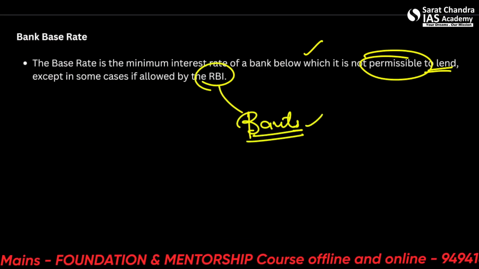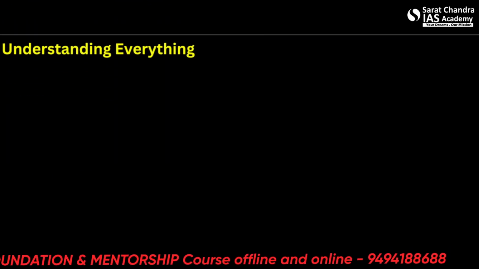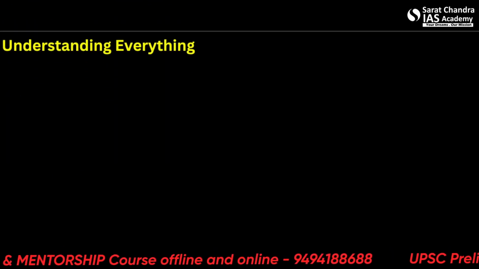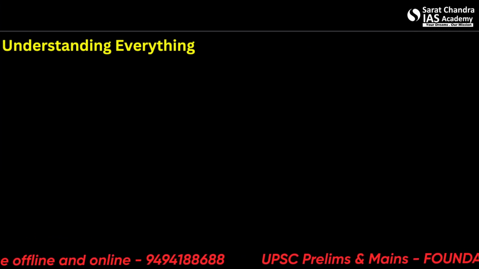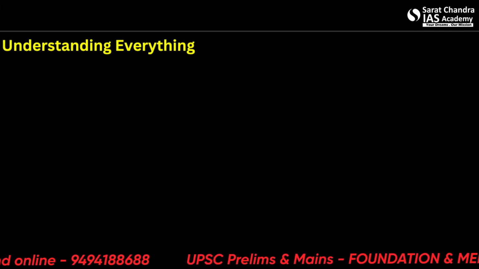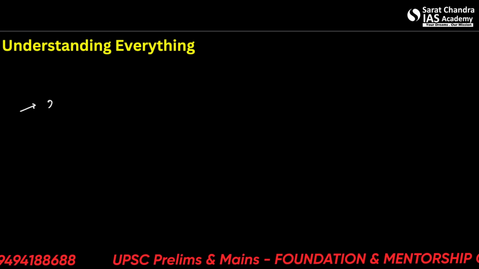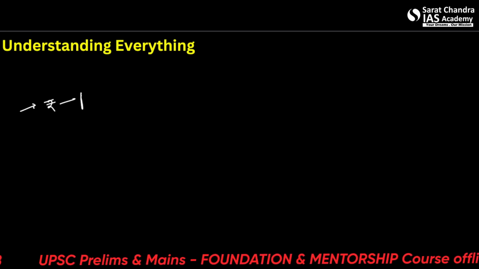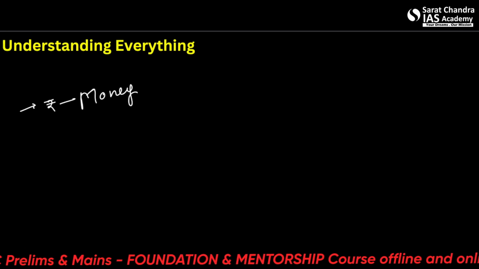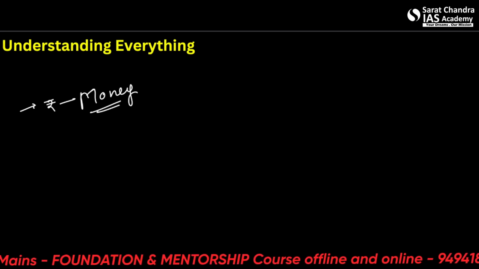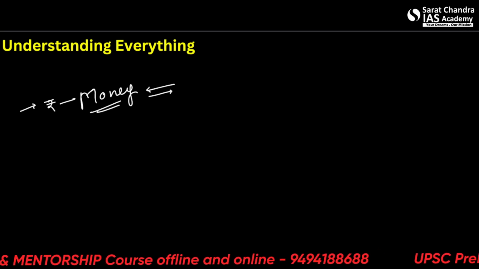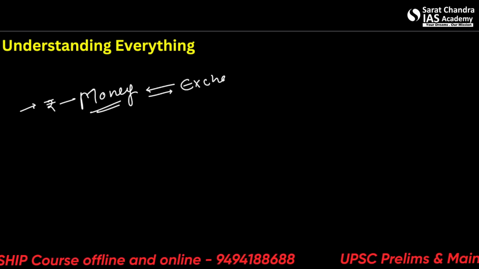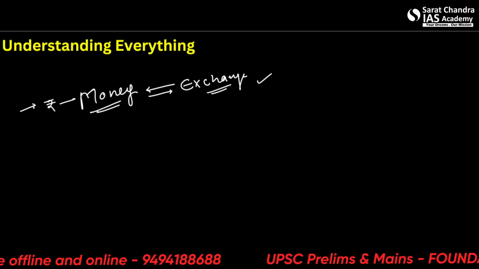Let's just quickly revise everything we have read from here. First of all, we understood about money: what is money, and why is money used? Money is basically used to purchase and sell things, or exchange things and services. Money is all about exchange.